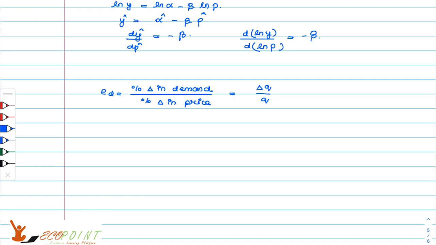So, for example, in time period 0 the value of the function was Q naught. In time period 1, it is Q1. So the difference between them is Q1 minus Q naught, and you divide it by the base, which is Q naught, into 100. That is the percentage change in demand. This is the way you find it.